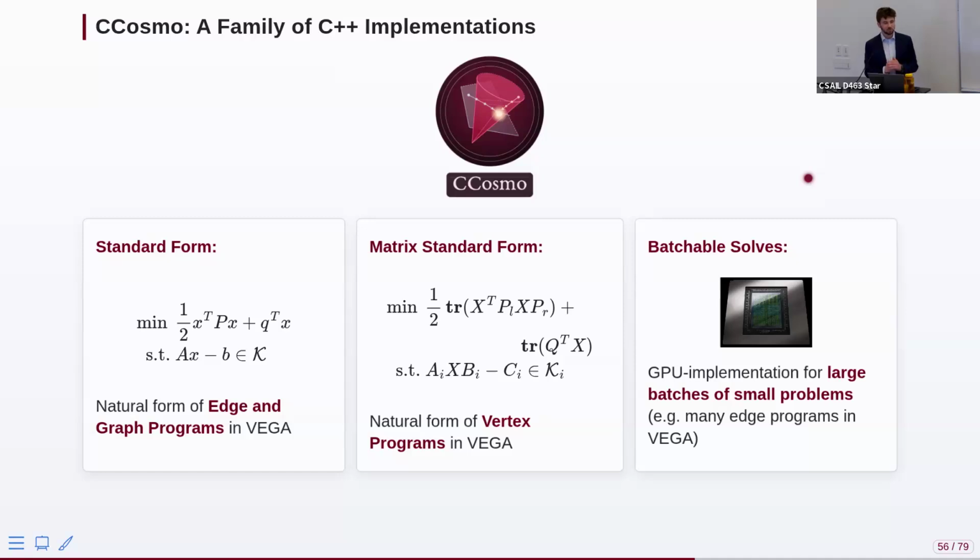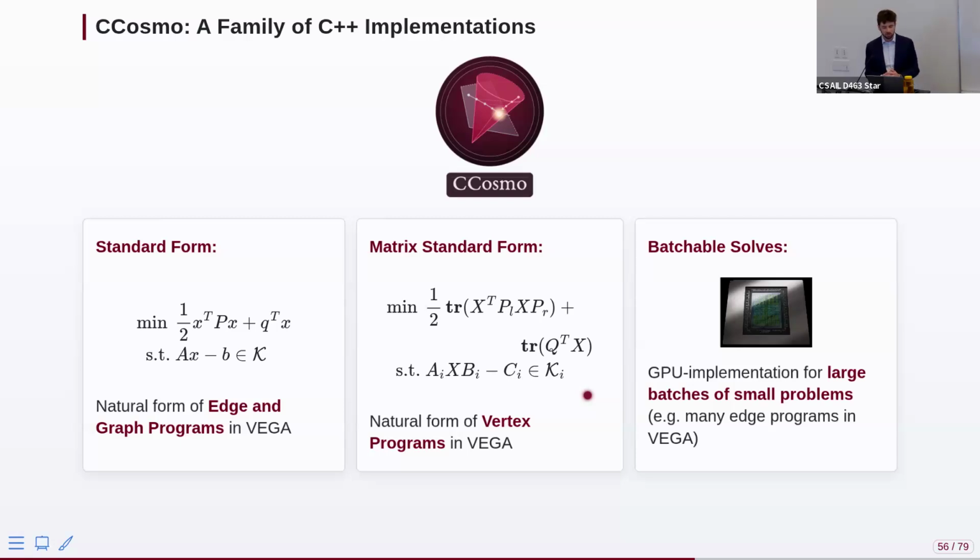The other thing is that C-Cosmo is not just one implementation. It's actually a family of implementations, and it's designed to be this modular thing that you can build on top of. So the standard form of a conic quadratic cone program looks like this. And this is sort of the natural form that the edge and the graph subproblems show up in. But maybe a more interesting standard form is the matrix standard form. And this matrix standard form falls out naturally at the vertices because of the procedure you use to form the convex relaxation in GCS. And this procedure is very typical of other sums of squares programs. And so I'm really excited to try to apply these techniques on other sums of squares optimization programs. And so this is the natural form for Vega.